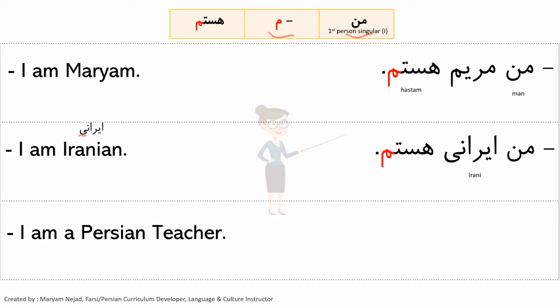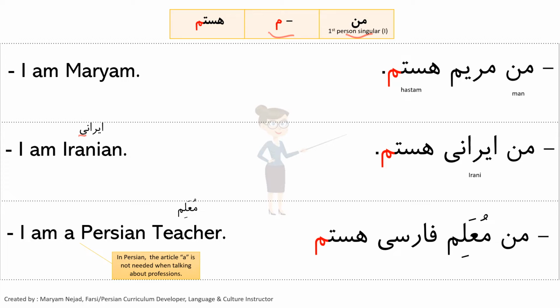Now, the next one we want to say is I am a Persian teacher. So teacher is muallim. You might have heard other terms for teacher. They're a little bit more specific. So muallim is more general, so I'm just going to go with muallim. And then in Farsi, the article a is not needed when we are talking about professions. So basically, we need to say I am Persian teacher.